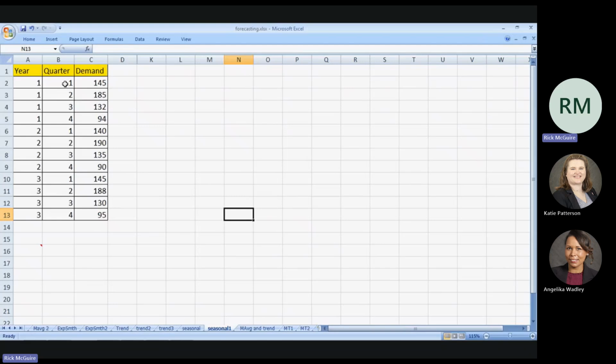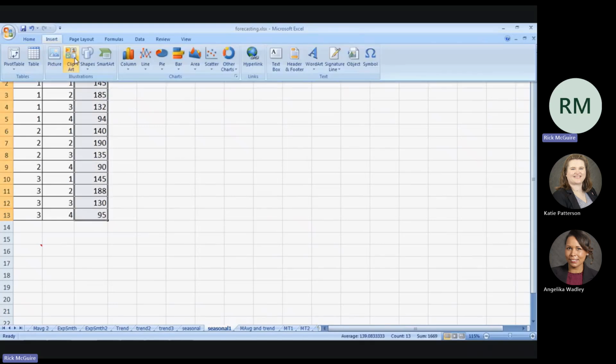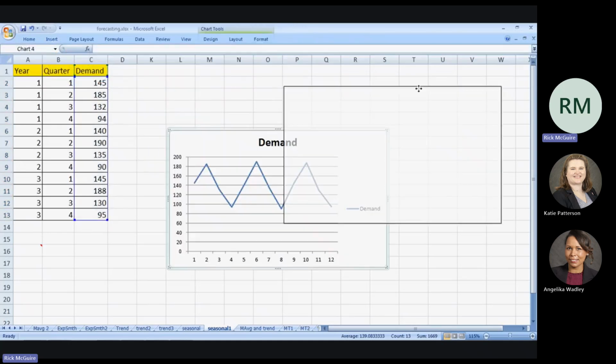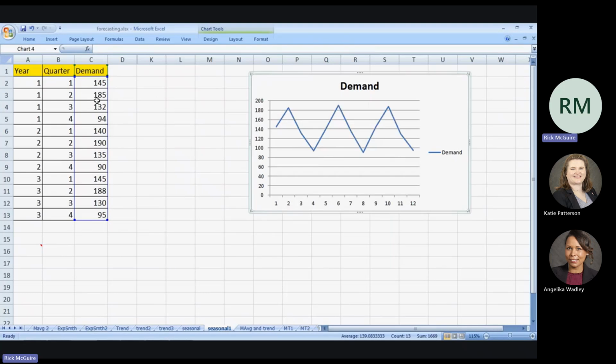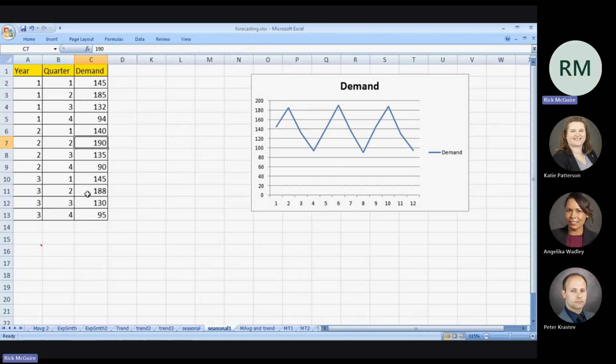The data set that we have here is to be first plotted so that we can understand the type of variation. We take a line chart and it clearly tells us that there is seasonality in action, where if you look at the table here, every second quarter there's a peak: 185, 190 and 188. This is the second quarter. And every fourth quarter, 94, 90 and 95, there's a dip. So clearly seasonal variation is in play.